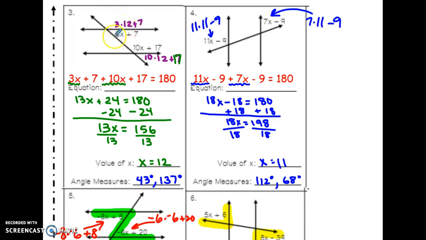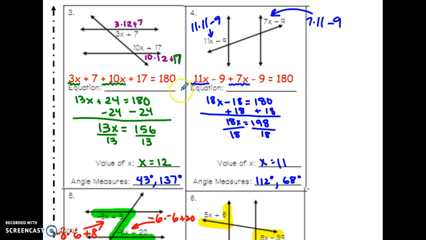Plugging 12 in, 3 times 12 plus 7 gave you the angle of 43 degrees. And then the larger angle, see how wide open it is? It's supposed to be obtuse. 10 times our value of x plus 17 should give 137.